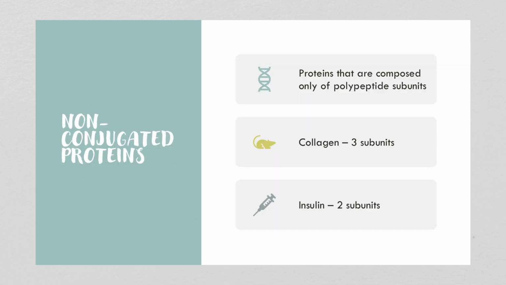Non-conjugated proteins are proteins that are composed only of polypeptide subunits. So collagen is an example. It's made of 3 subunits, and insulin is made of 2 subunits. And what this means is that these proteins don't have a glycoprotein, they don't have a carbohydrate or a metal ion or something else bonded to it. They're just made of polypeptides.